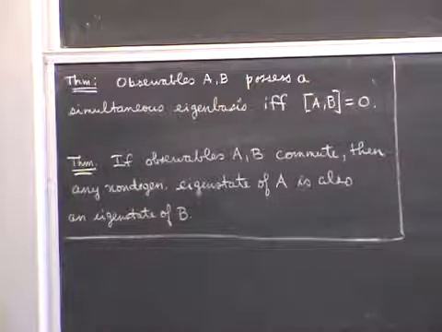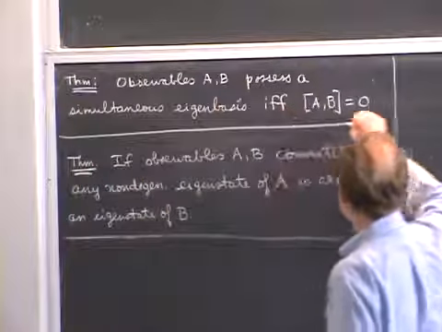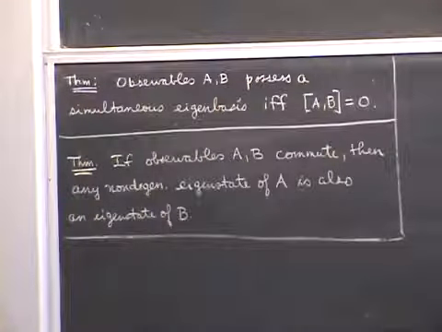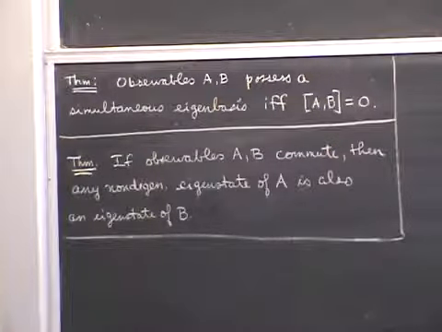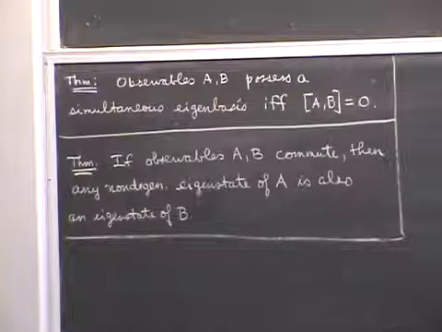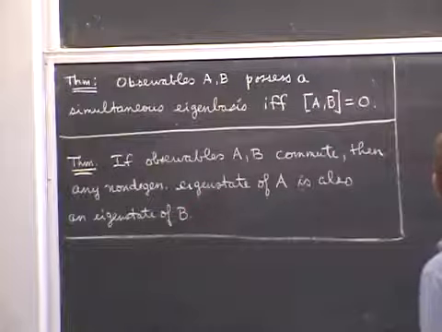Now, there's a special case of this theorem, which is part B here, which is really a trivial extension of it, but it happens so often and is so useful in the course that I want to make particular mention of it. It says that if you have two observables A and B which commute, then any non-degenerate eigenstate of A is also an eigenstate of B. I'll just outline the proof of this for you.